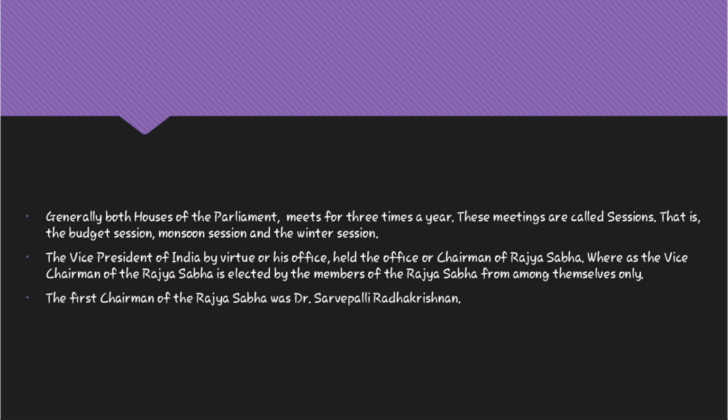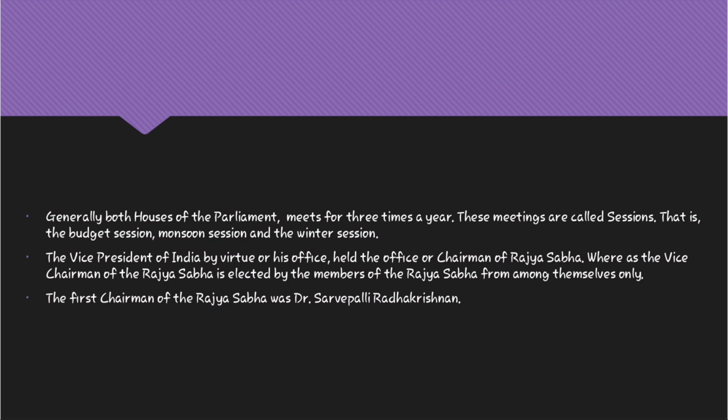Now come to page number 75 of our textbook, first paragraph. Generally, both the houses of the parliament meet 3 times a year. These meetings are called sessions, that is the budget session, monsoon session and winter session. This we have already discussed last year as well as today. So the houses of the parliament will be conducting their meetings, and those meetings are called sessions. And there will be 3 sessions, that is budget session, monsoon session and winter session.